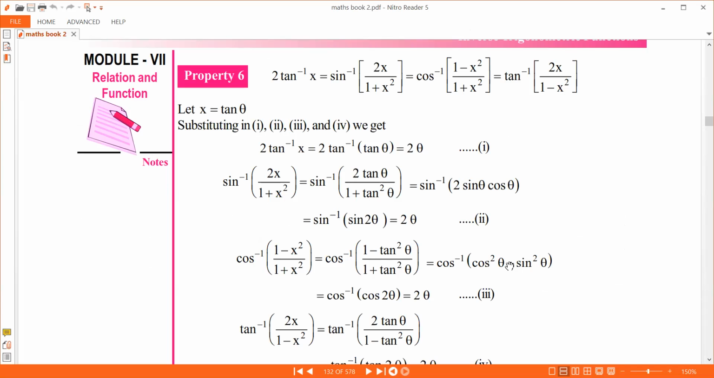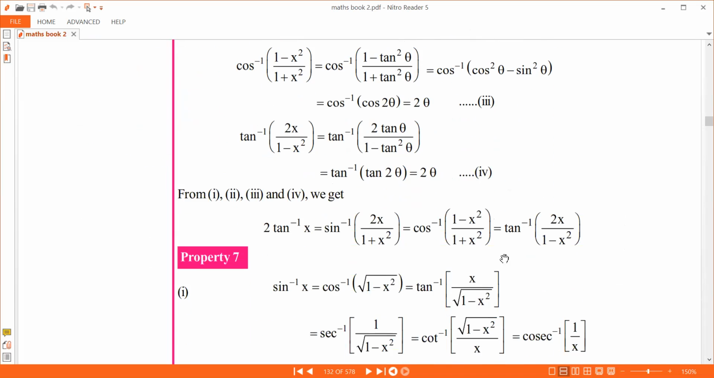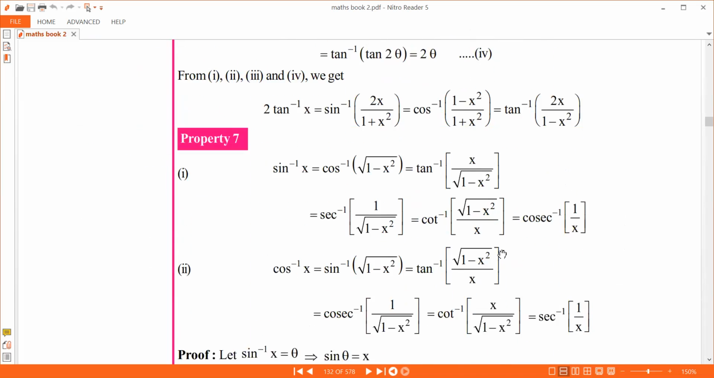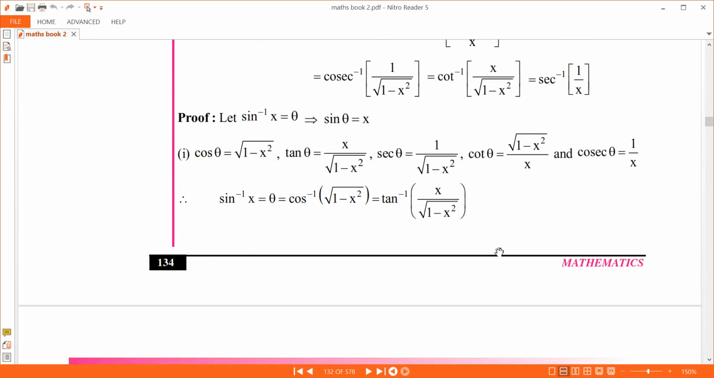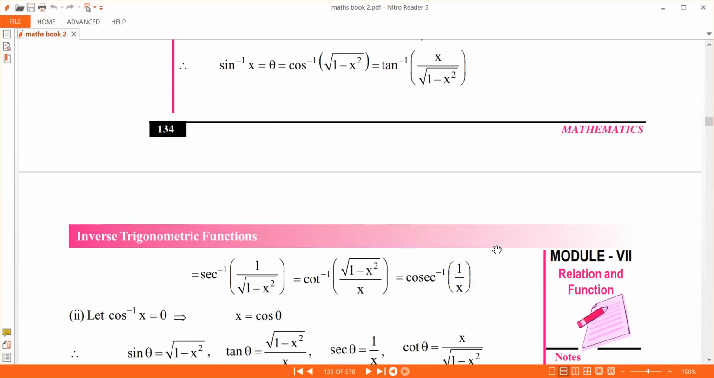Now this is what you have. They have done it in a different way, no problem.